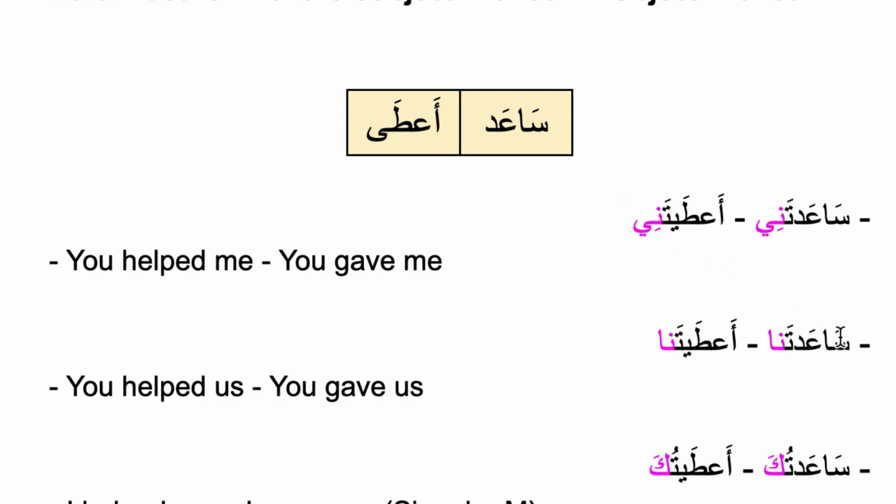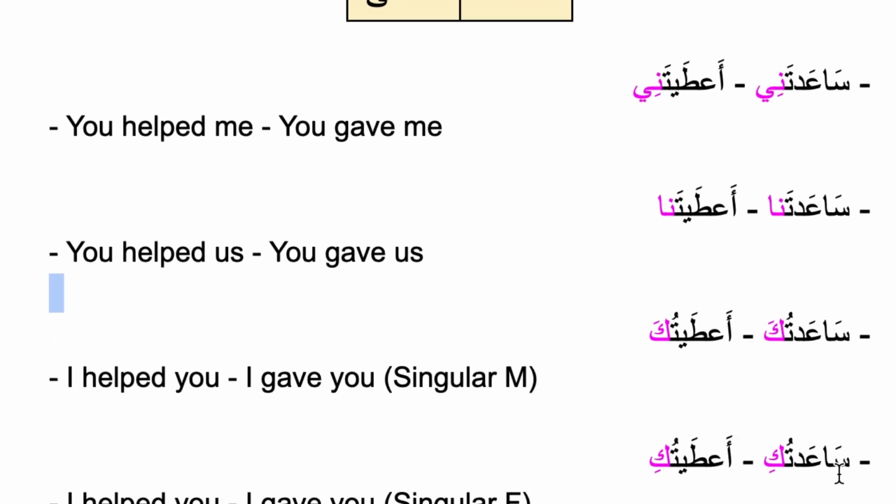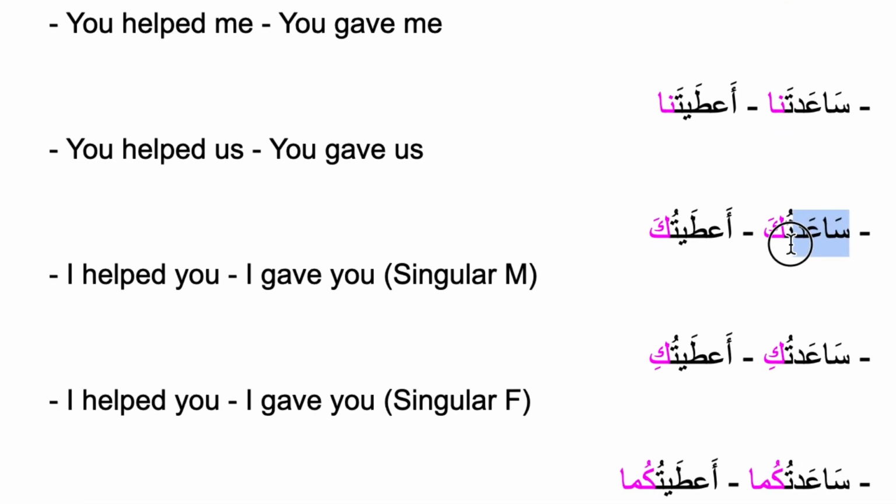The same rule here, we just add ni to the end of the verb. Next is ساعدتنا. ساعدتَ, you helped. ساعدتنا, you helped us. The second example, أعطيتَ, you gave. أعطيتنا, you gave us. Next, ساعدتُ, I helped. ساعدتك, I helped you. أعطيتُ, I gave. أعطيتك, I gave you.